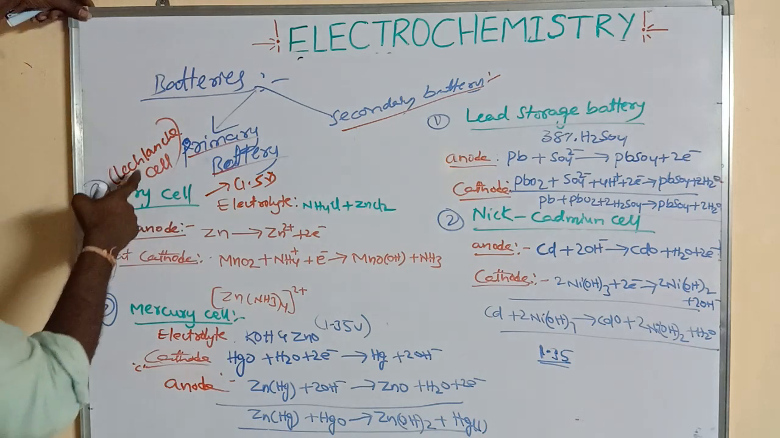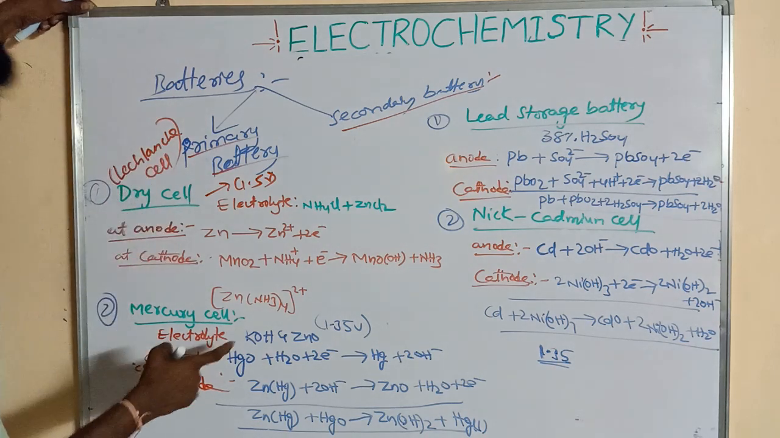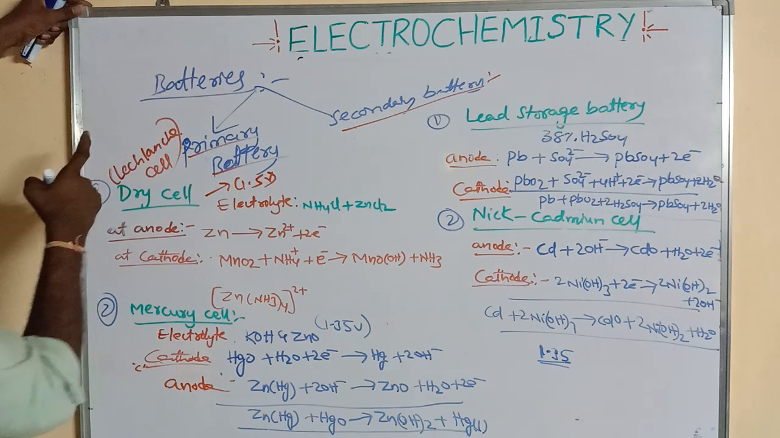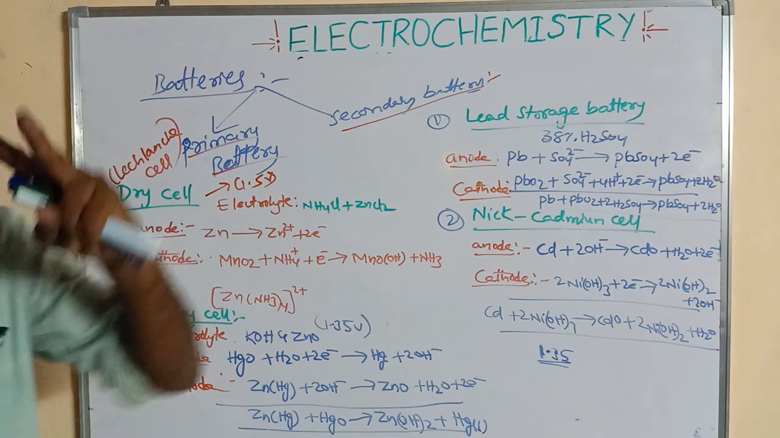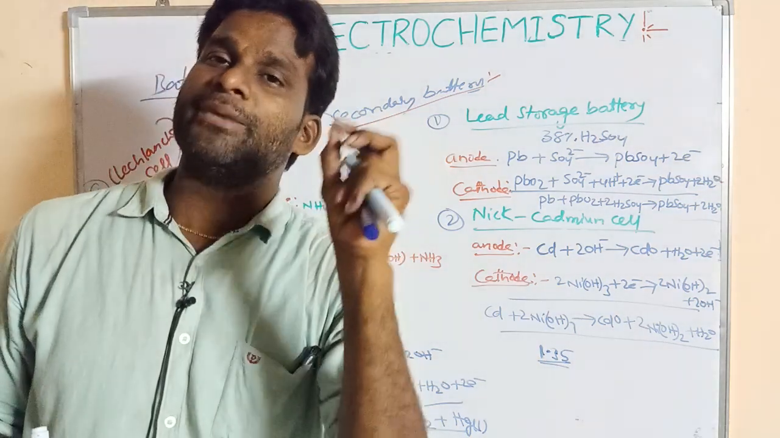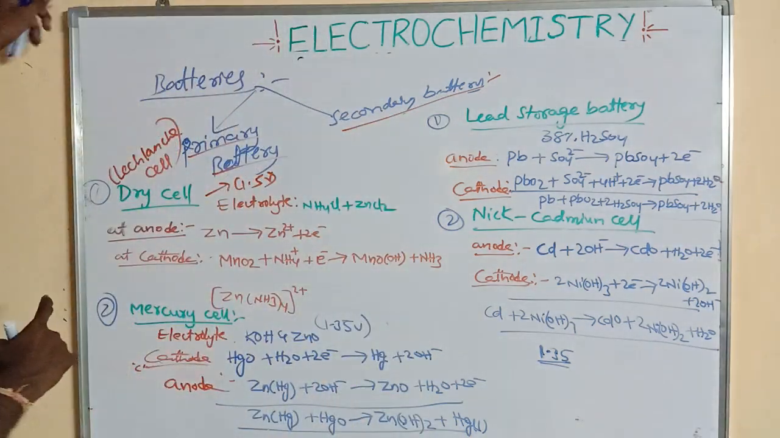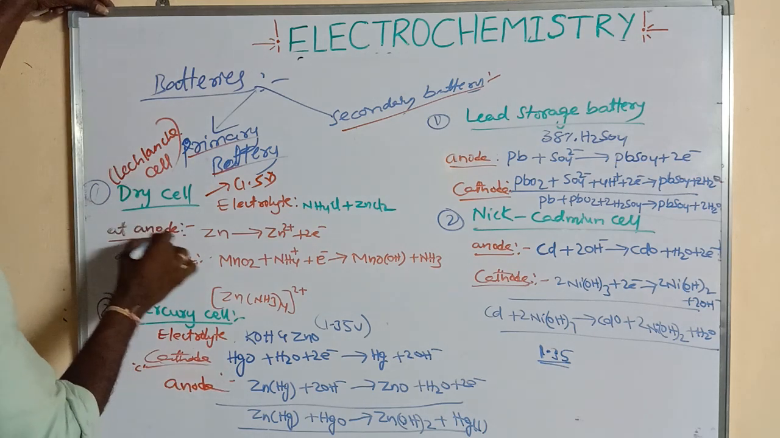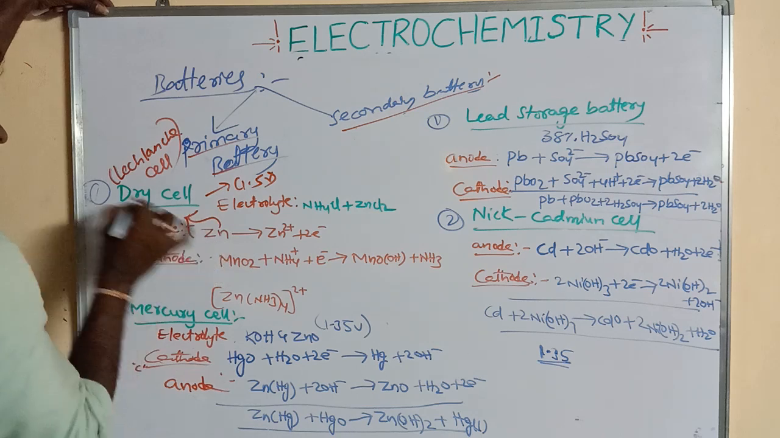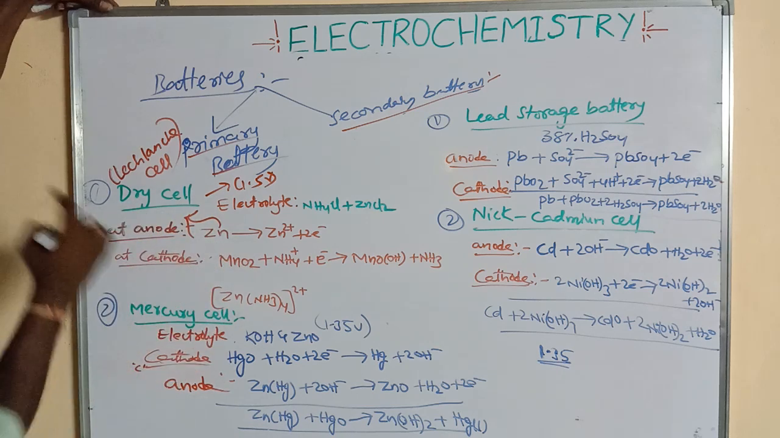So what are the examples of primary batteries? Dry cell and mercury cell. The dry cell is also known as the Leclanché cell. In each cell, two electrodes are there: one is the anode, another is the cathode, and electrolyte must be present. So in the dry cell, what is the anode? Zinc is the anode.